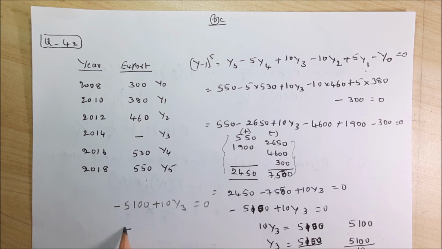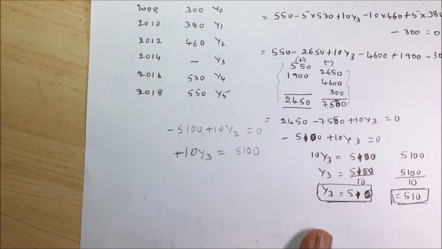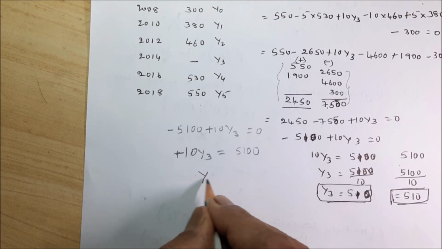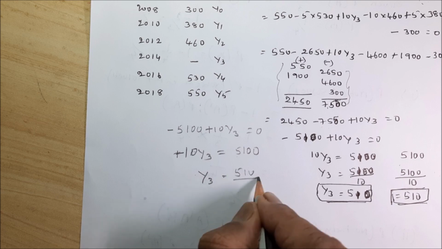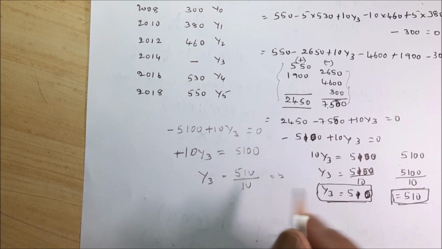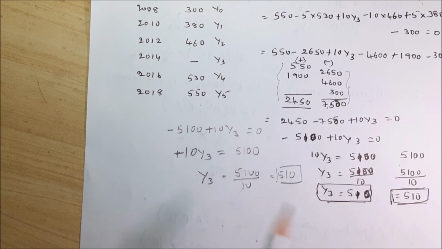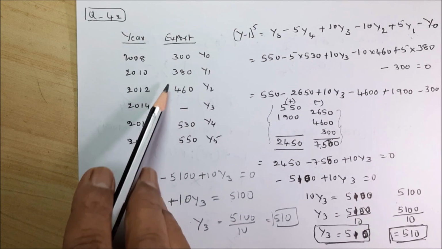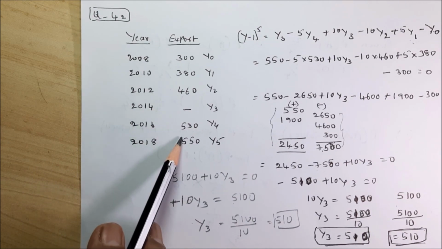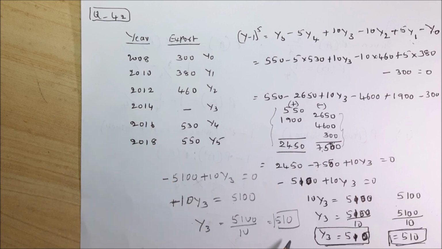Then what I will do: plus 10y3 is equal to minus, if I transfer from LHS to RHS, then it becomes plus 5100. So both plus. So y3 is equal to 5100 divided by 10, which is equal to 510. You see whether it is right or wrong: 300, 380, 460, next is 530. Now it is 510. That means it is right. What you have done is right.